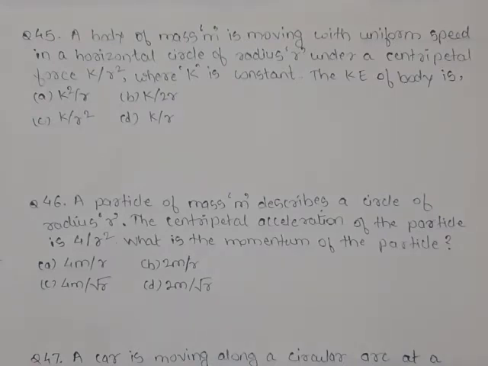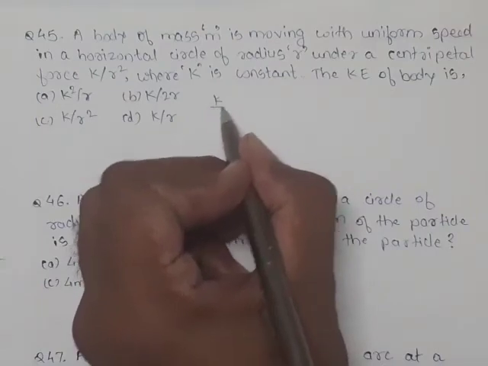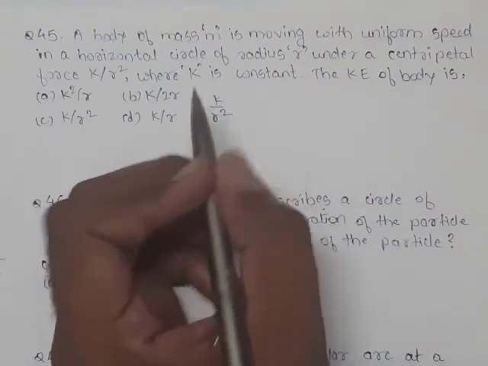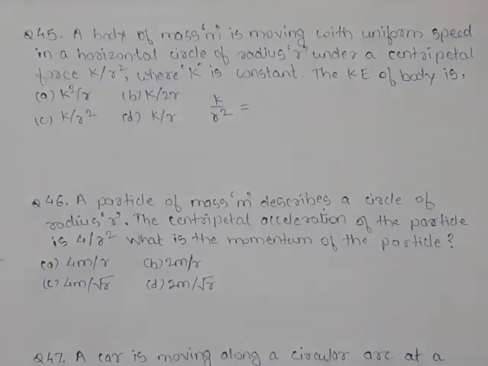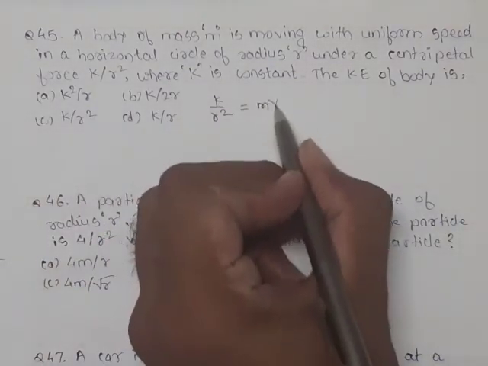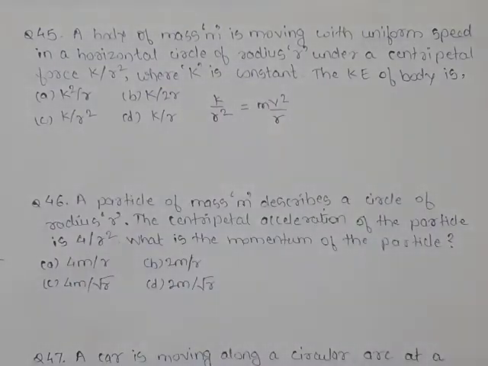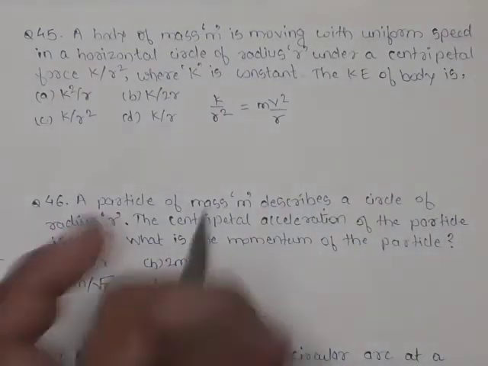Now question 45. A body of mass m is moving with a uniform speed in a horizontal circle of radius r under a centripetal force k upon r square, where k is constant. So the kinetic energy of the body is. So here centripetal force is given as k upon r square. And already we know that the value of centripetal force is mv square upon r. So here we are rearranging this.